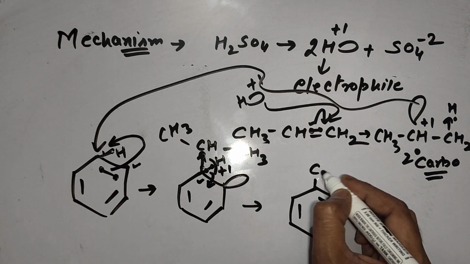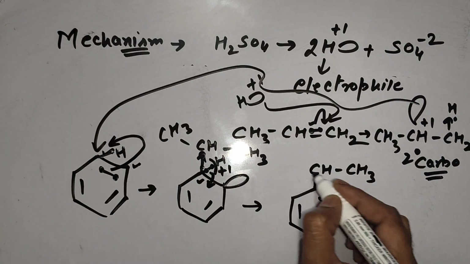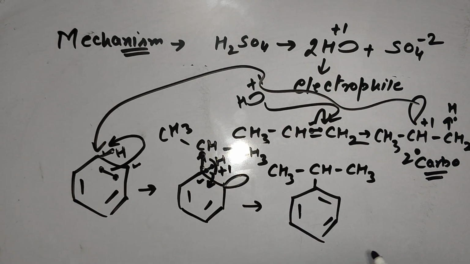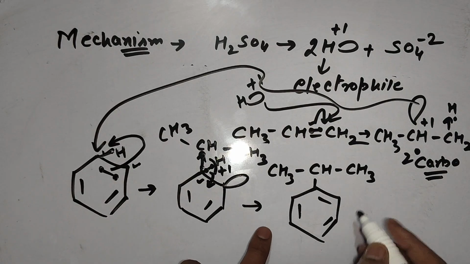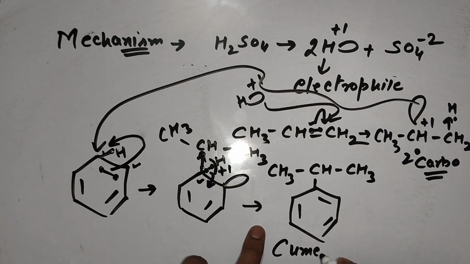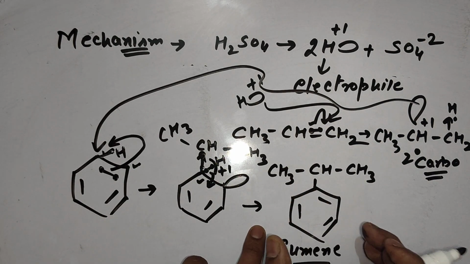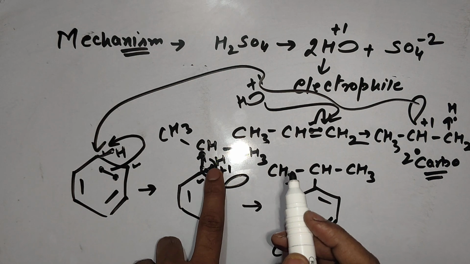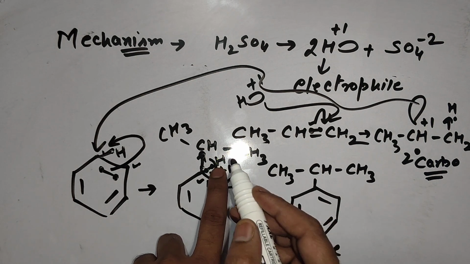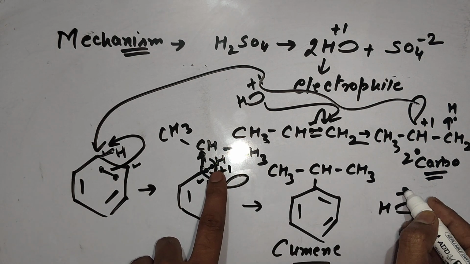Double bond, CH, CH3 as it is, no problem. Double bond is generated again, regenerated. Please check this compound, cumene it is. A colorless cumene liquid will generate. And from here, what is released out? H positive, which has lost its electron. What will this H positive do?